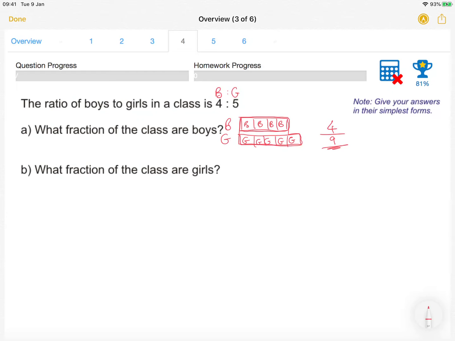What fraction are girls? Well, I know it must just be the rest in total. Remember, probabilities add to 1, so I can do 1 minus 4 ninths. Or I'm just thinking about it as a ratio. I can count up. There's 1, 2, 3, 4, 5 girls out of a total of 9 again. So 5 ninths.